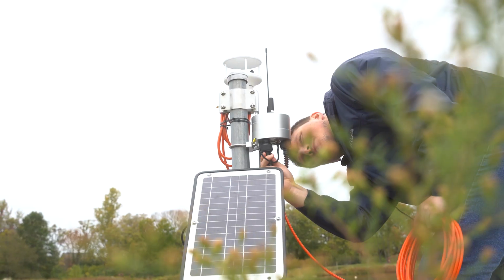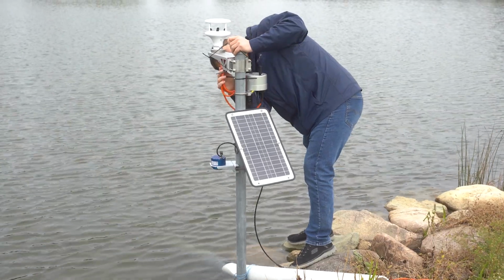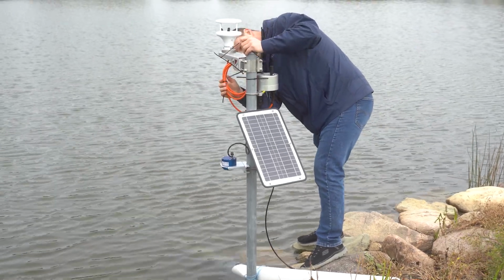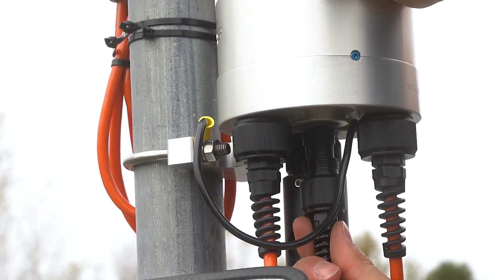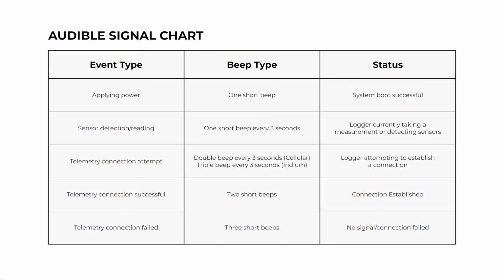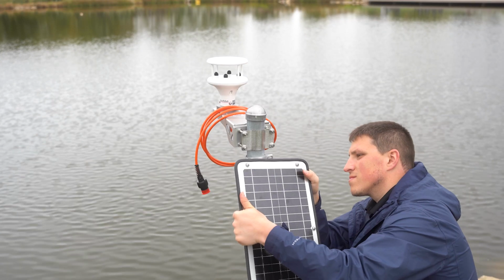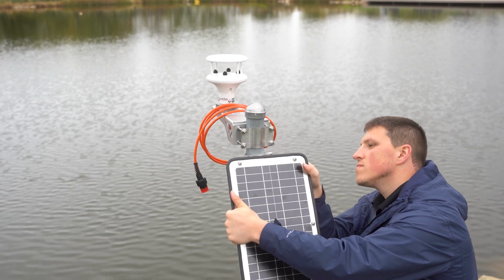Check all connectors and cables for water ingress, cuts, chafing, or loose connections. If the system appears to be intact, cycle power and listen for audible signals. If silent, the solar power and/or battery may have failed and needs to be repaired or replaced.